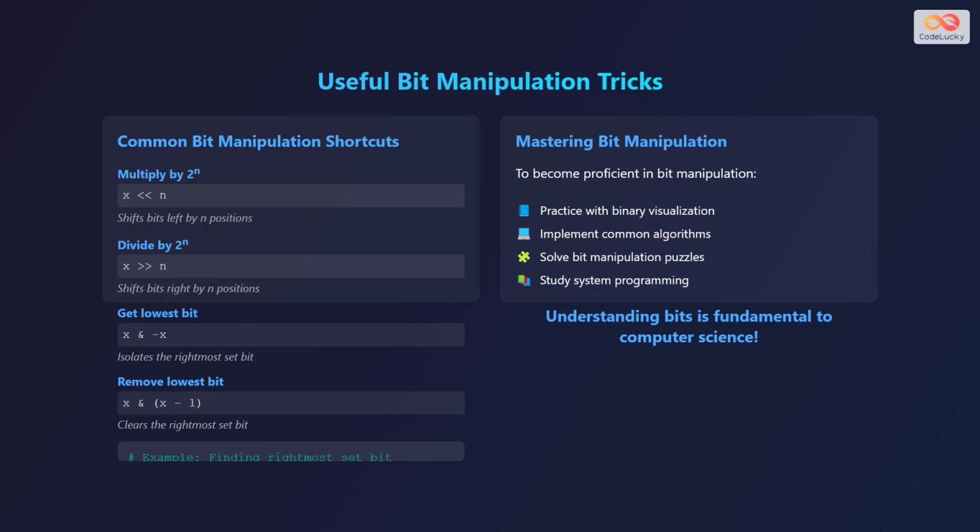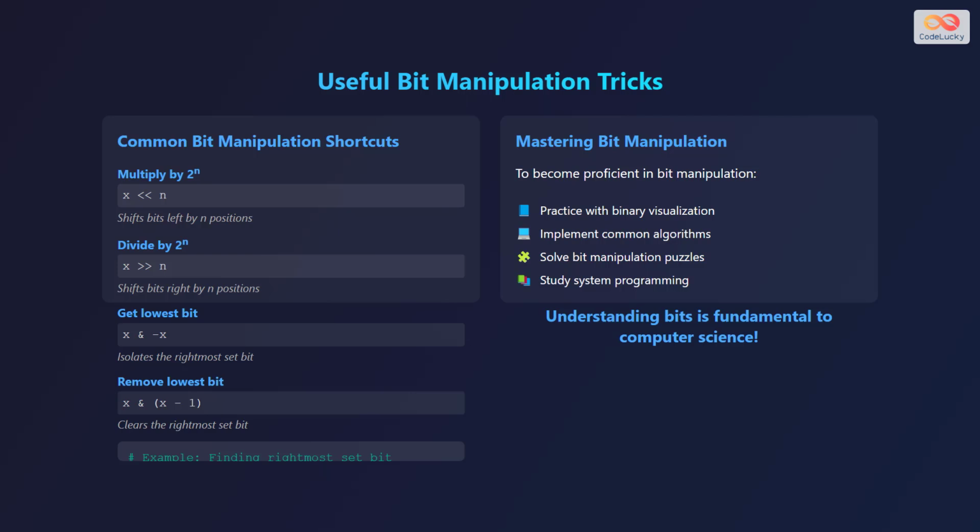Let's explore some useful bit manipulation tricks. Here are some common bit manipulation shortcuts. To multiply by 2 to the power of n, use the code x left shift n. This shifts the bits left by n positions. To divide by 2 to the power of n, use the code x right shift n. This shifts the bits right by n positions.